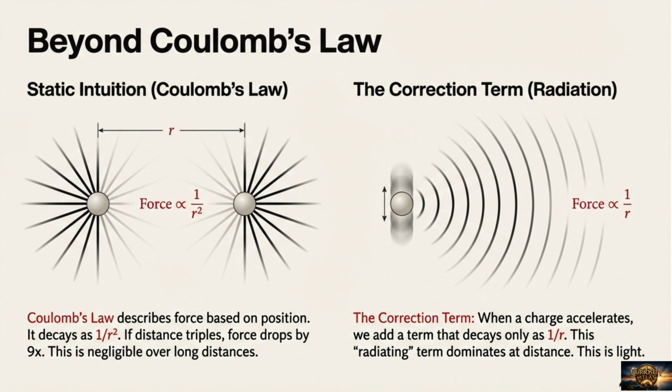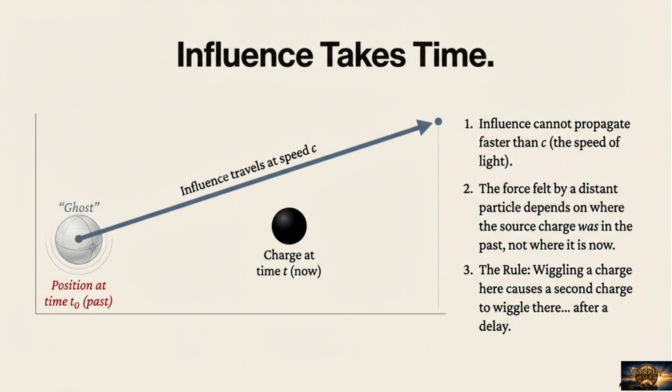To solve these, we must look beyond Coulomb's law, which describes static force based on position. When a charge accelerates, we must add a correction term, which decays only as 1 over r. This radiating term dominates at a distance, and this is light. Influence takes time, propagating at the speed of light, c.